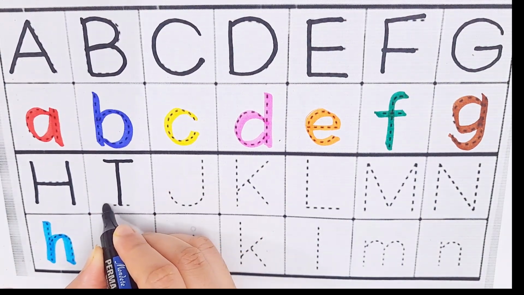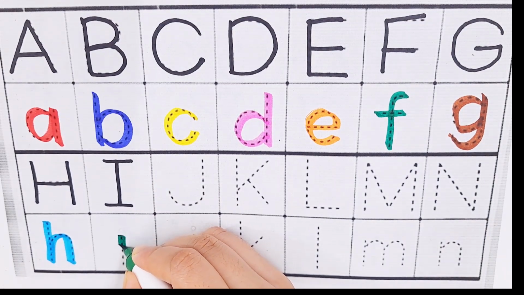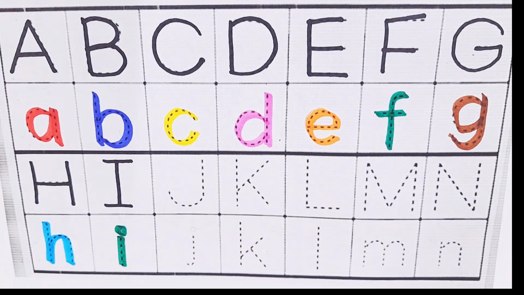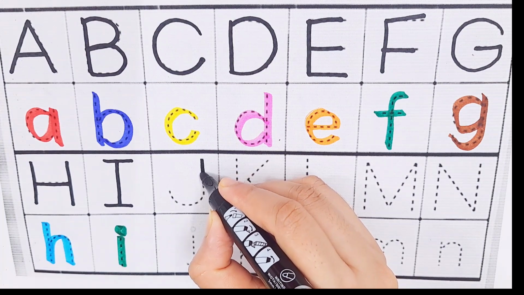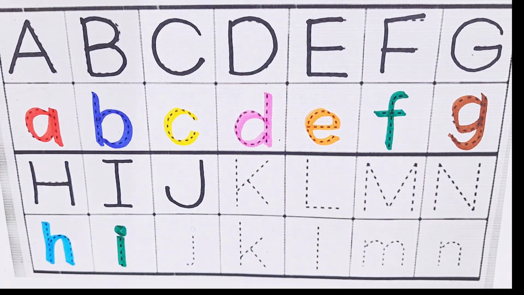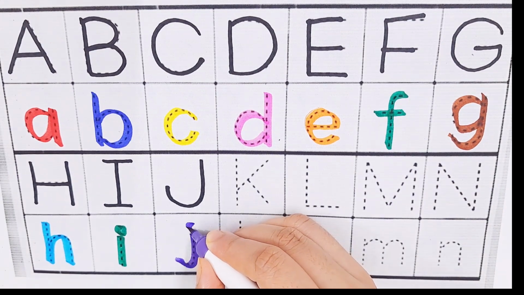I for eyes. I for insect. J for juice. J for jam.